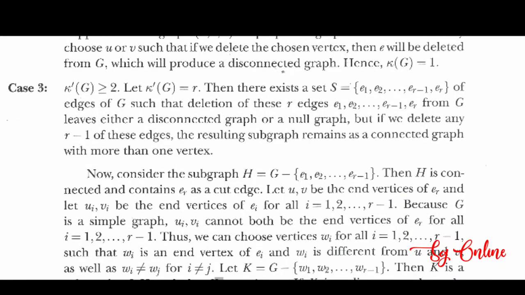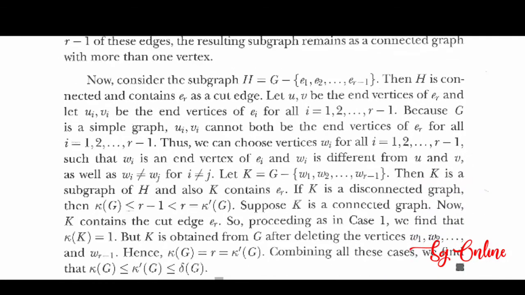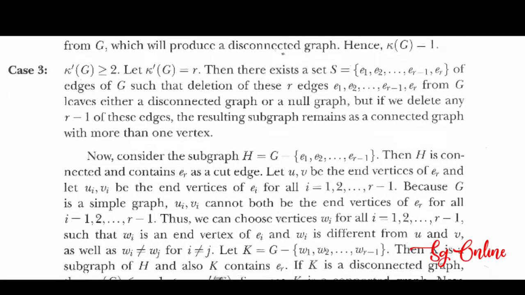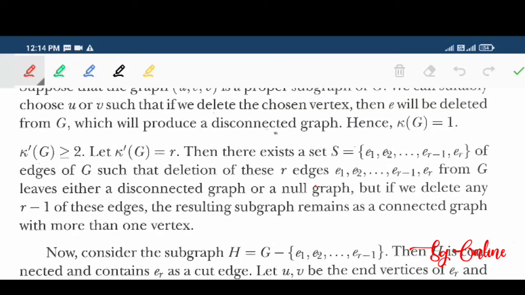Now the general case. We want to prove this when kappa dash G is greater than or equal to 2. Now this proof is very beautifully constructed. You see what we will do. In this case, we consider that kappa dash G is greater than or equal to 2. That means you have to delete at least 2 edges to make the graph disconnected.